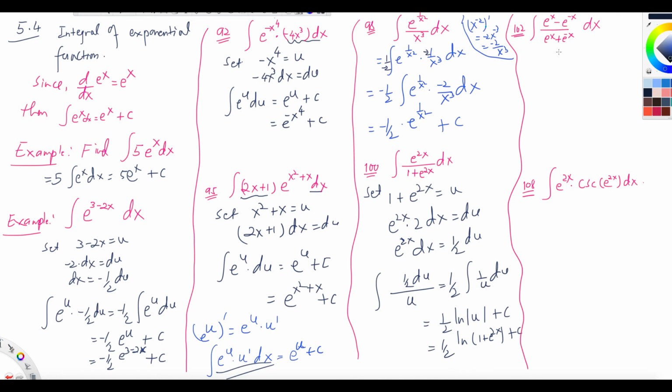Okay, guys, how about this one? Do the same thing. Set e to the x plus e to the negative x equals u. So what is the derivative of that? It is e to the x plus the derivative of e to the negative x. It is like e to the u, so what is the derivative of e to the u? e to the u times u prime. So e to the negative x times negative 1. u prime is the derivative of negative x, equal to du over dx.